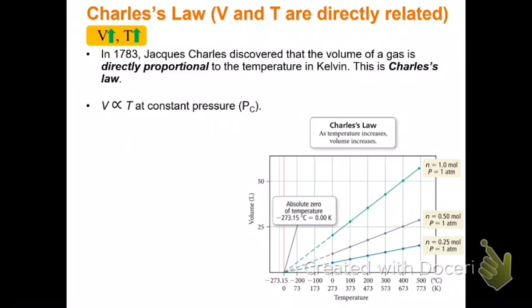So he basically looked at a specific gas, right? A certain gas with different number of moles. He used number of moles of 1, 0.5, and 0.25, holding the pressure constant. And he observed the same thing for every single one of them: a linear relationship between temperature and volume. So if you look here, the volume decreases as the temperature decreases. So they are directly related, right?